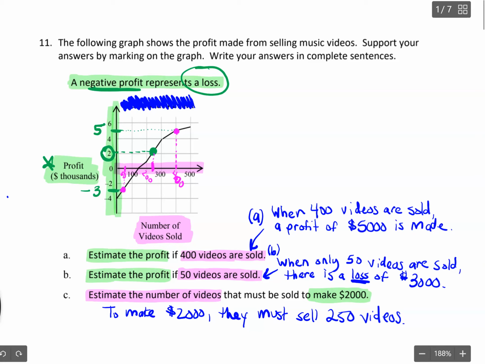Now, when you're writing these complete sentences, make sure to use units to get full credit. So the unit on my money was dollars, and the unit on the 250 was videos. The units describe what was being measured. So on my horizontal axis, this pink area, I'm measuring number of videos sold, so my units are videos. On the vertical green axis, I'm measuring profit or loss in dollar amounts, in thousands of dollars.